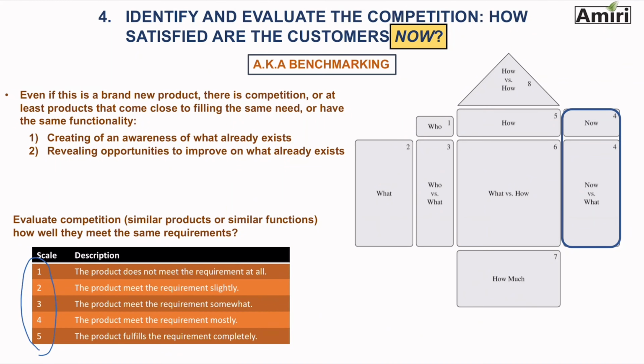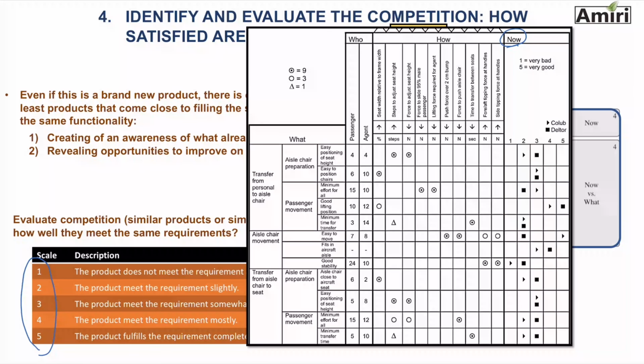Looking at our example here, we are looking at this section now. Two products are mentioned in this example. They were given some fictional names for the purpose of this lecture, Collab and Deltor. One of them is shown with a solid triangle, and one with a solid square. And this is the scoring scale from 1 to 5.